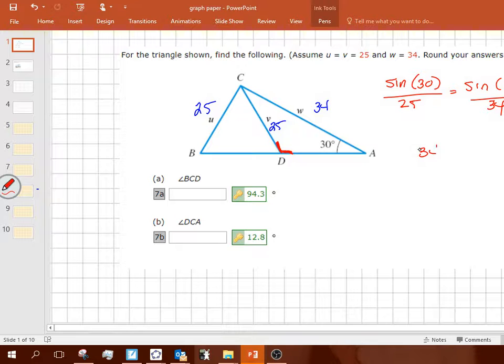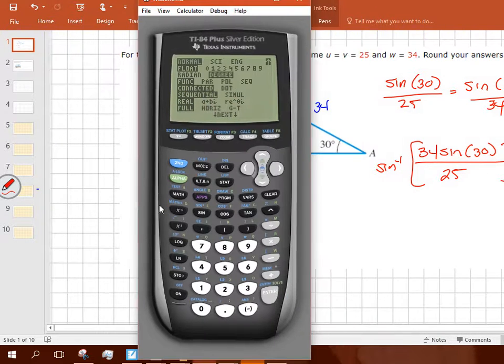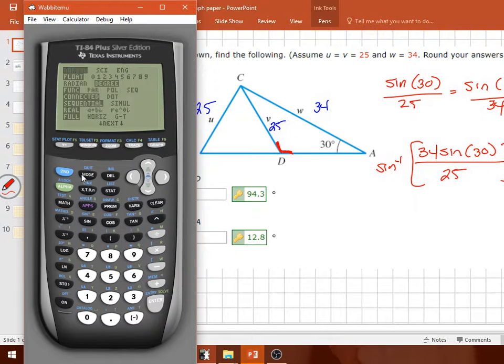Cross multiply, I get 34 sine of 30 is equal to 25 sine D. So I would divide both sides by 25, and I'm going to inverse sine both sides so that I can get D. All right. And I don't think there's an issue with people trying to do that and figuring that out. But what is an issue is what is yielded from that.